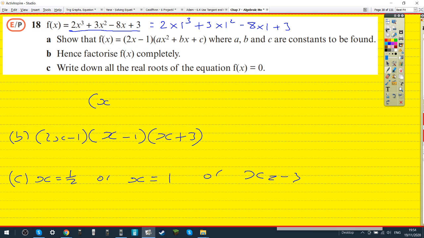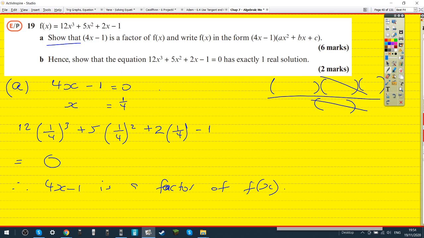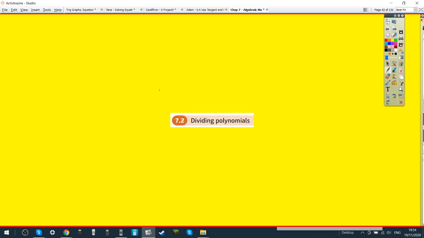There's also these ones that say factorize completely. How would you factorize this completely? Could you just put it into the calculator and it'd give you? You could. And that's why I'm not spending too much time with those. Dividing polynomials. Probably like between a tick and a half.